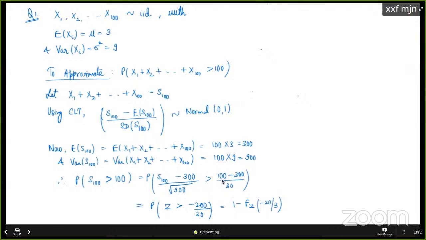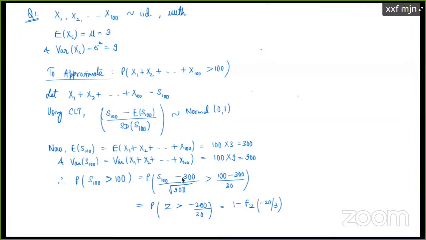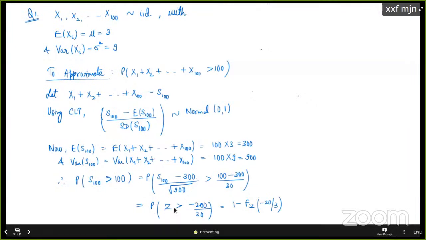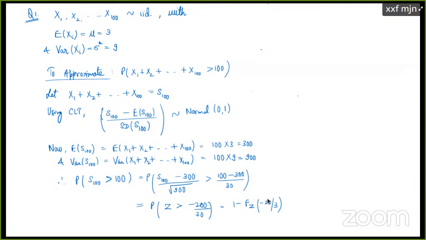Whatever we have done on the left hand side, to convert it into a normal 0, 1 distribution, we have done the same thing. So this term is called z. So the probability that z is greater than minus 200 by 30, which is nothing but 1 minus Fz of minus 20 by 3. That should be the correct answer, and I think it should be 1 minus Fz of minus 6.667, something like that, right?